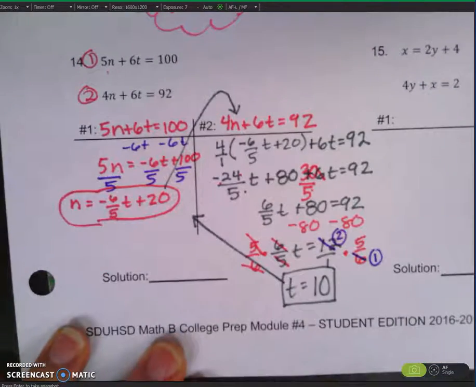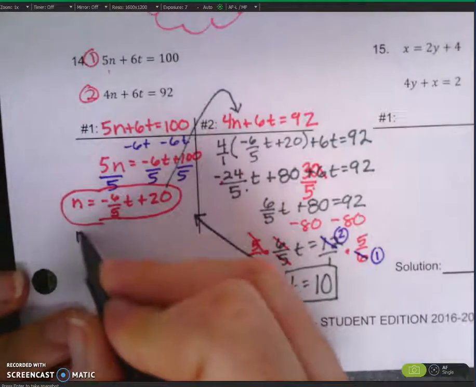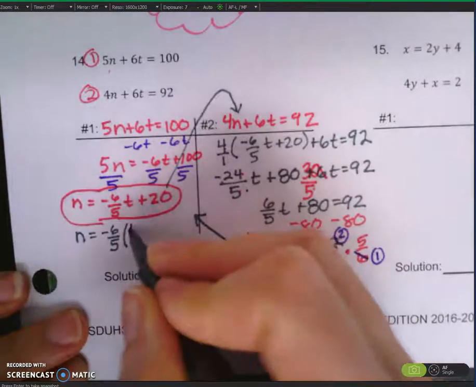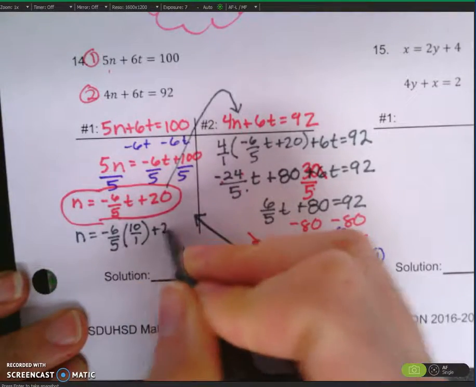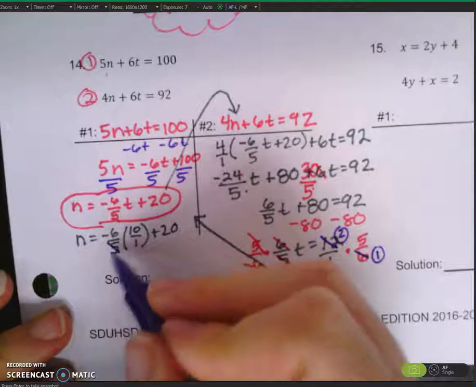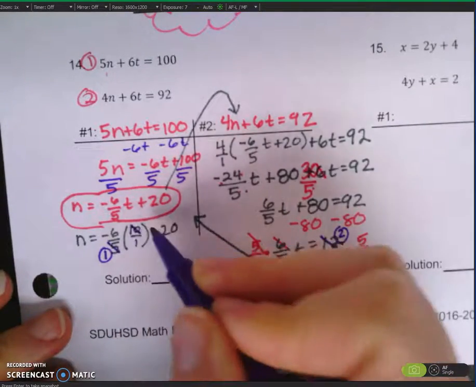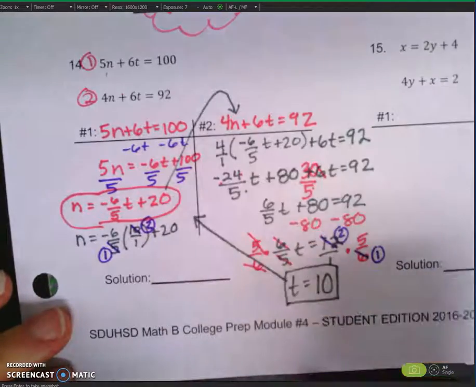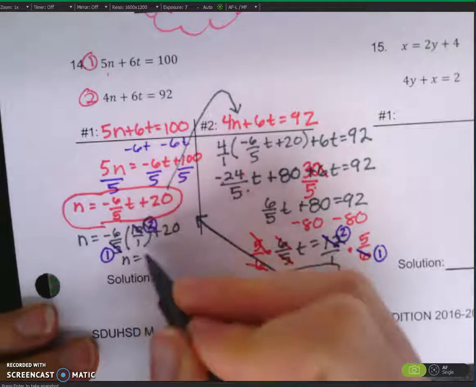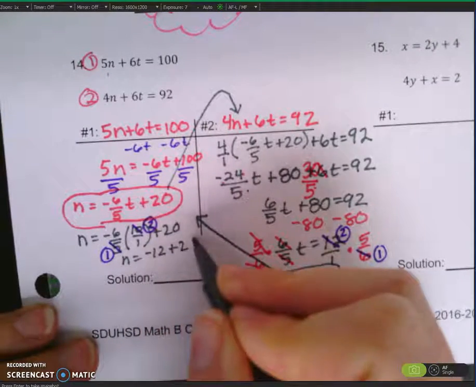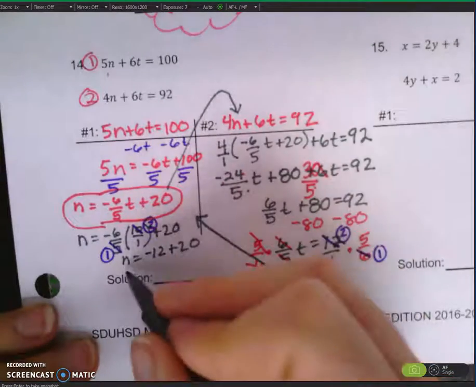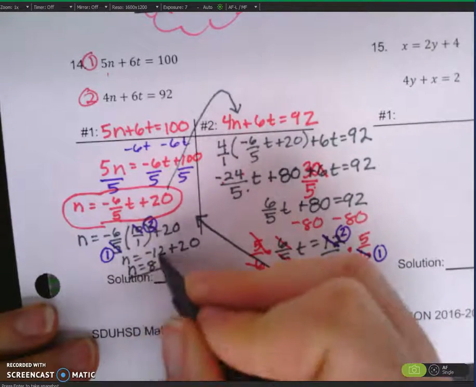So let's bring that value back up over here to have n equals negative 6/5, and instead of t, I'm going to put 10 over 1 plus 20. I'm so happy I have a 10 here because it's a multiple of 5. So 5 cancels out, becomes a 1. 10 cancels out, becomes a 2 because 5 goes into 10 twice. And I have n equals negative 6 times 2 is negative 12 plus 20. And when I add negative 12 and 20 together, I get n to equal 8.